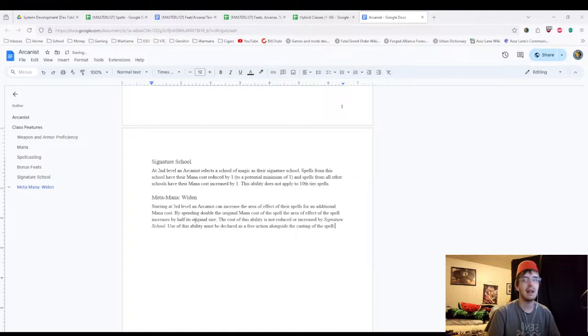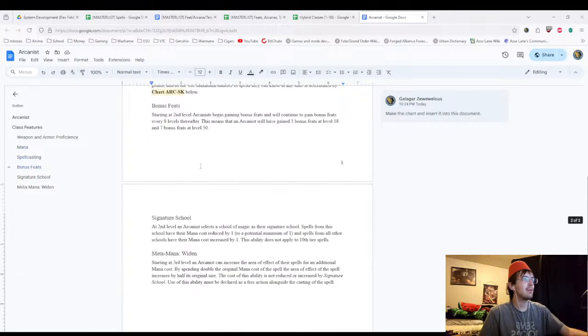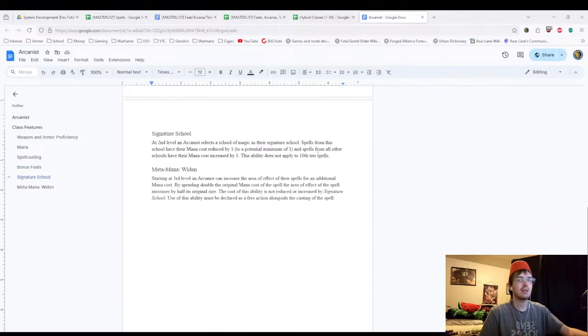So basically, it's a free action to cast it. It's a free action to use this ability alongside the casting of a spell, right? So, Meta Mana Widen. So there's that. Basically, you've got your spell casting, your mana pool, and then you've got a cost reduction at second level, and then instantly at third, you have a little thing that you can do to tweak it.